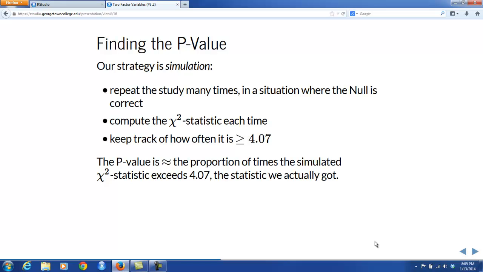We'll compute the chi-square statistic each time, and we'll keep track of how often that chi-square statistic exceeds the 4.07 that we actually got for a chi-square statistic in this study. The p-value, the chance of getting a 4.07 or more, is approximately the proportion of times that the simulated chi-square statistic exceeds 4.07.